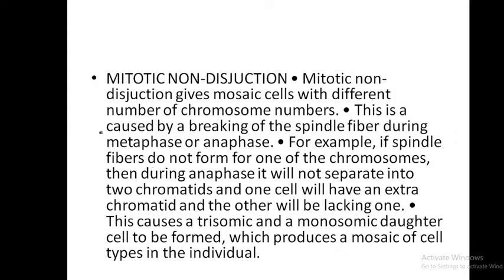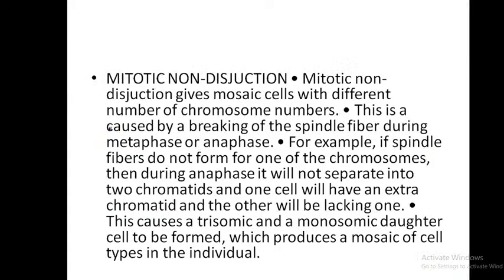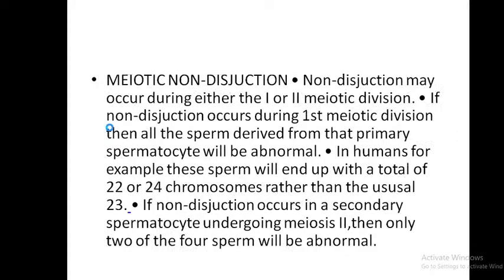So mitotic non-disjunction gives mosaic cells. Mosaic cells means cells with a different number of chromosomes, and this is caused by a breaking of the spindle fiber during metaphase or anaphase. In metaphase or anaphase the chromosomes move improperly. That is a result of mitotic non-disjunction.